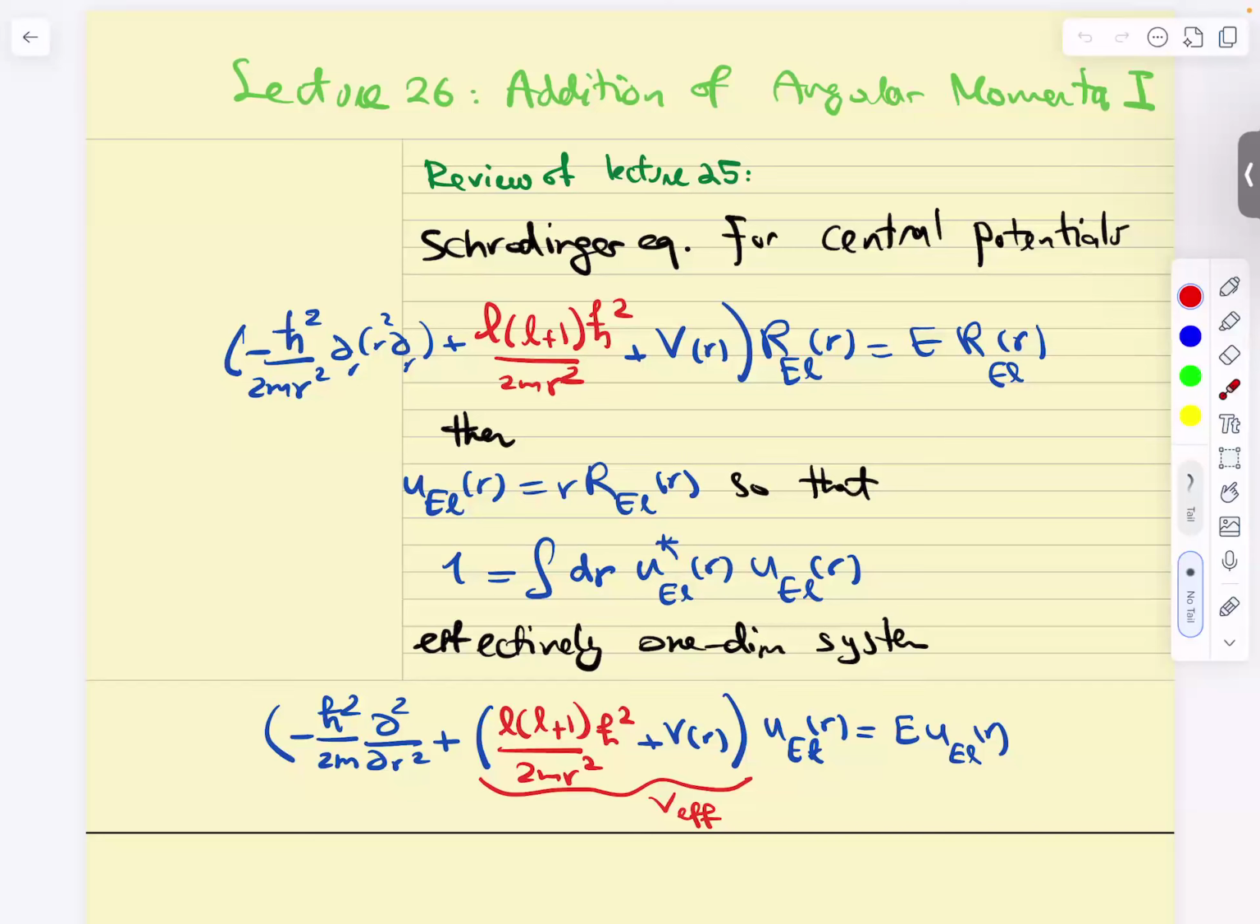So we talked last time about the Schrodinger equation for central potentials, and we do a separation of variables. This is a three-dimensional problem, but it has spherical symmetry. So we're going to split the wave function into the radial part and the angular part. And then we already solved the angular part.